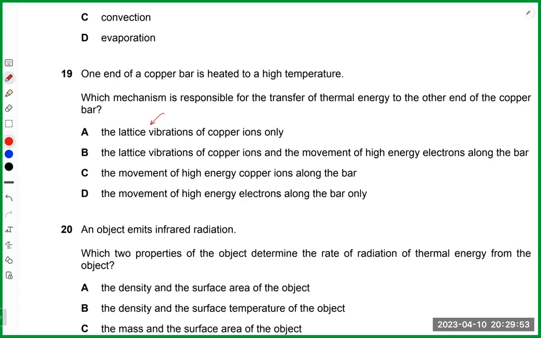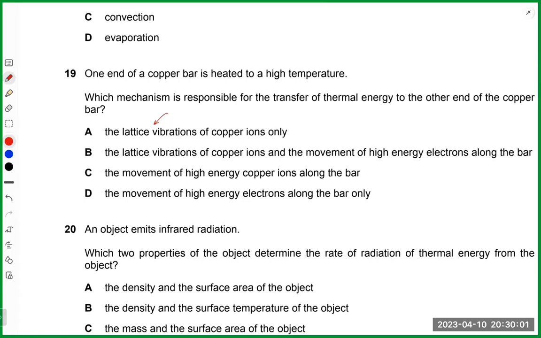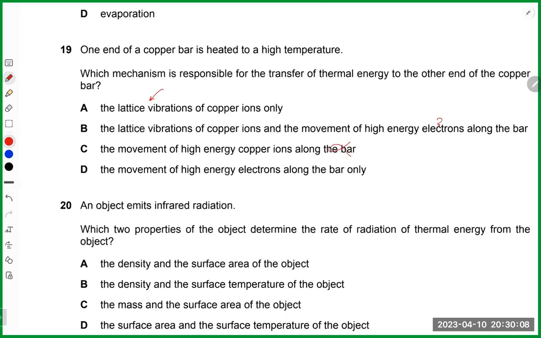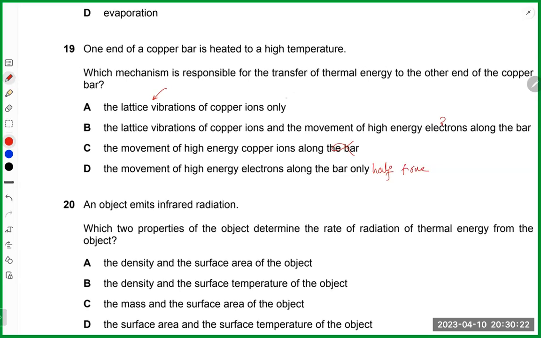So the lattice vibration of the copper ions and the movement of high energy electrons along the bar. That can be an answer. So I'm shortlisting this one. The movement of the high energy copper ions along the bar? No. The movement of the high energy electrons along the bar only? That is half of the reason. Half true. So the answer is B.